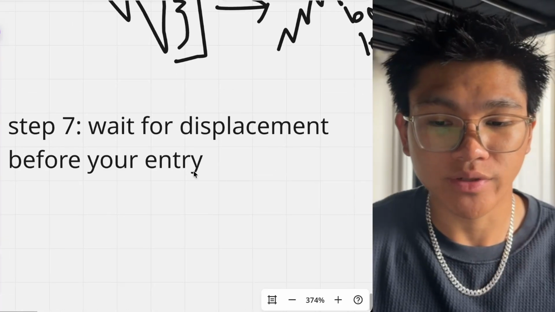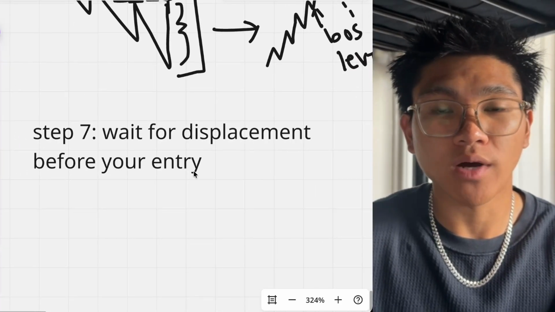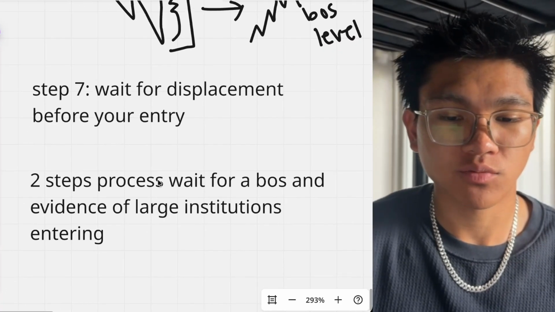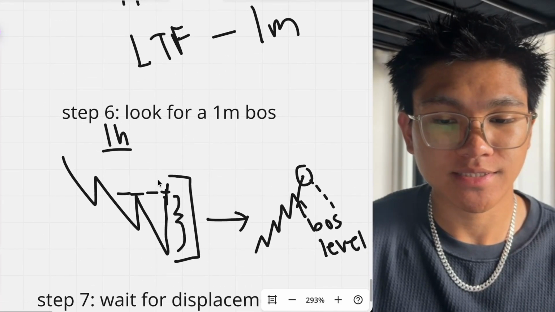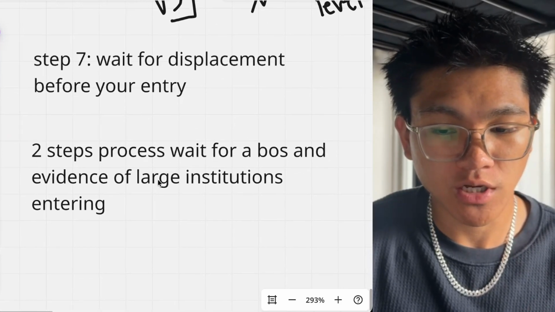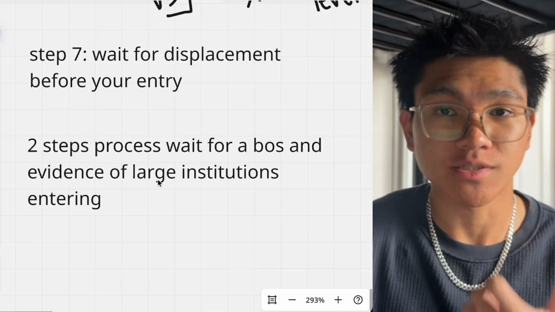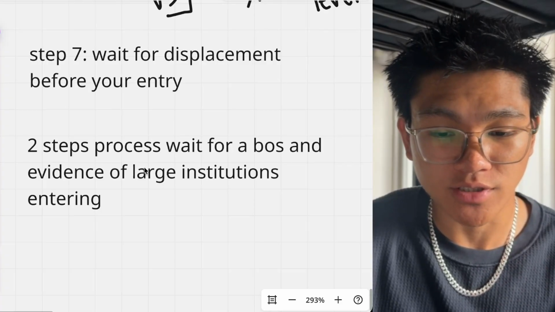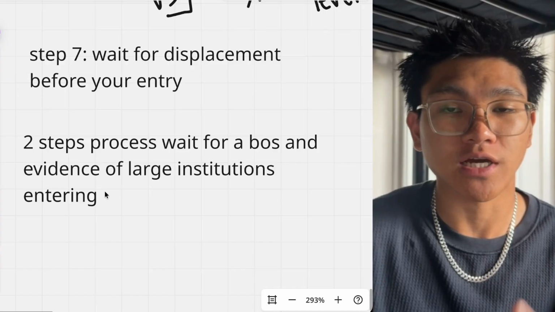In step number 7, we are going to wait for displacement before you actually enter. So right before we enter, we are waiting for 2 things. It is going to be, again, step 6, waiting for that break of structure. And also, we are waiting for displacement. And displacement is literally just evidence of large institutions actually entering.